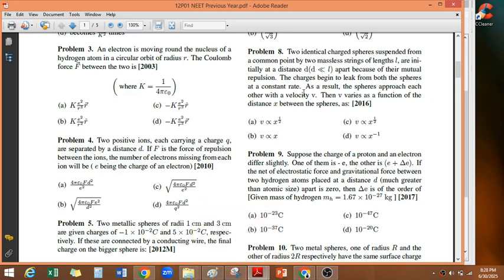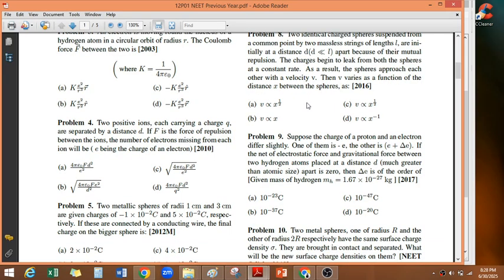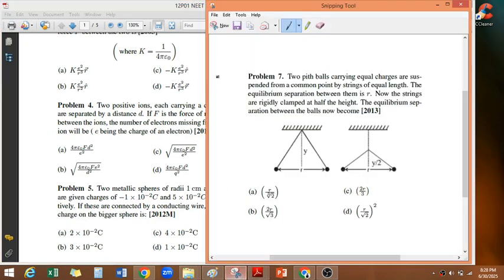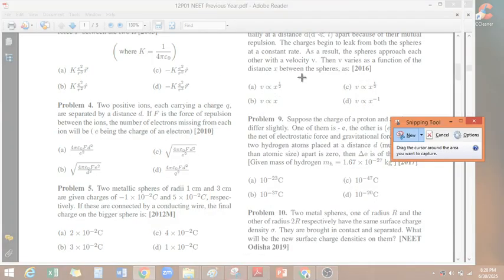I think this is a very lengthy question. Maybe we can come to this later. This is an easy one. Maybe we can try problem 9 quickly. Next class, I can try this lengthy one.